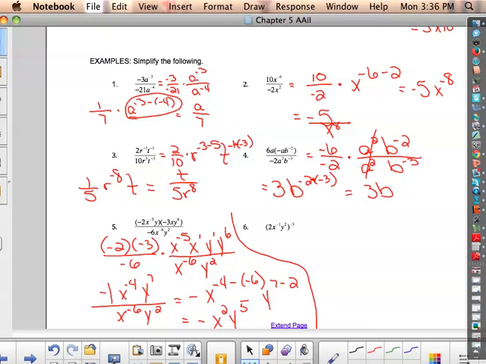Okay, then number 6, I'm going to have 2 to the negative 3, x to the 3rd, y to the negative 6. So all I have to do is move those to the denominator, because that 2 to the negative 3 becomes 1/8 times x to the 3rd times 1 over y to the 6th. That will give me x to the 3rd over 8y to the 6th.